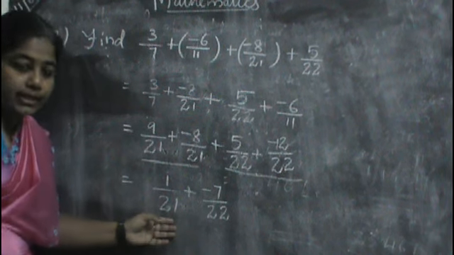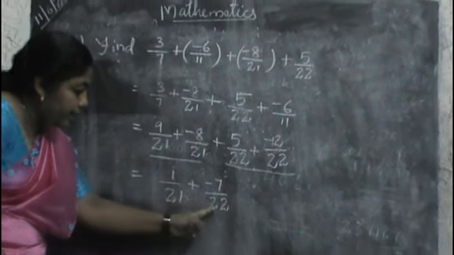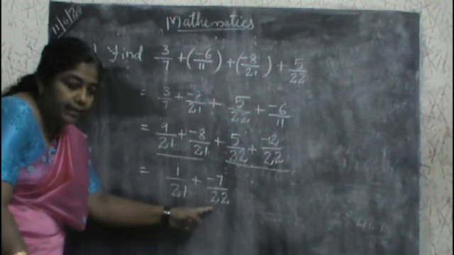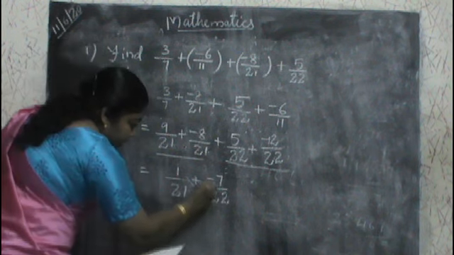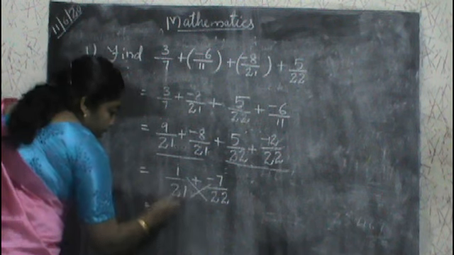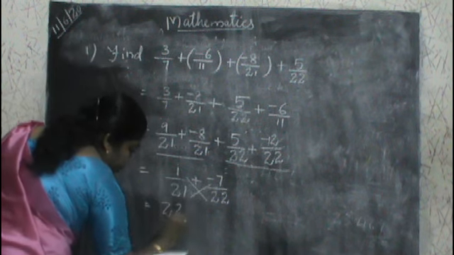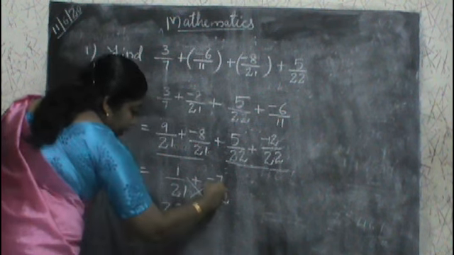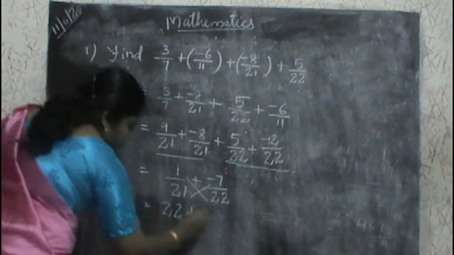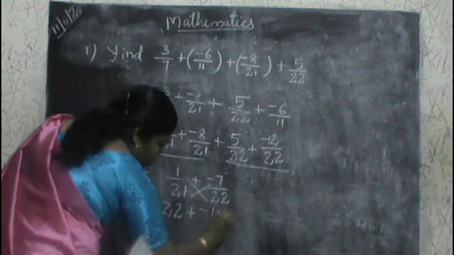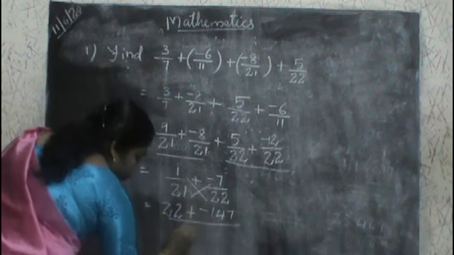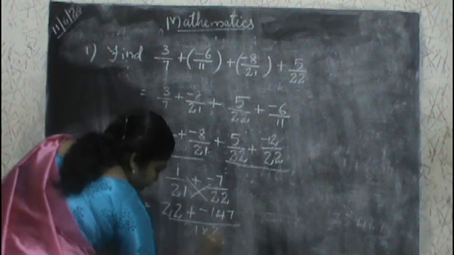Now all of you listen here. For 21 and 22, there are no common factors. Then how can we add? Cross multiplication like this. That is equal to 1 into 22. What is 1 into 22? 22 plus minus 7 into 22. Sorry, minus 7 into 21. That is equal to minus 147, divided by the product of these two, 21 into 22.